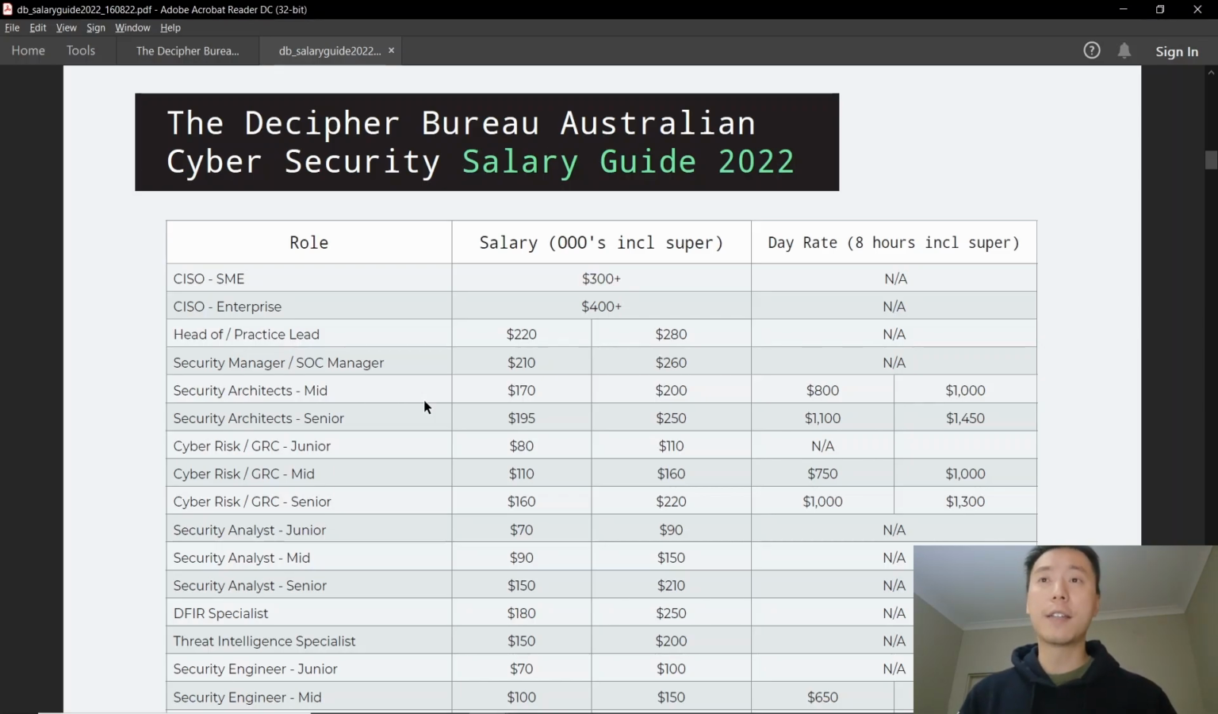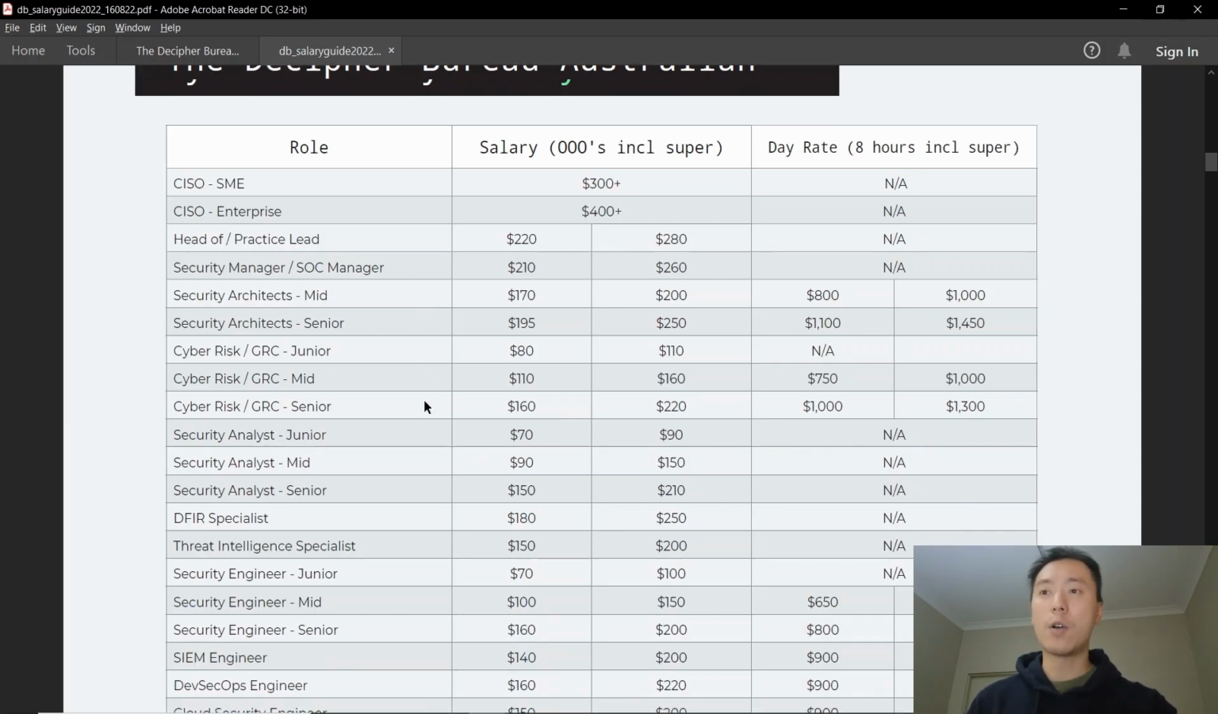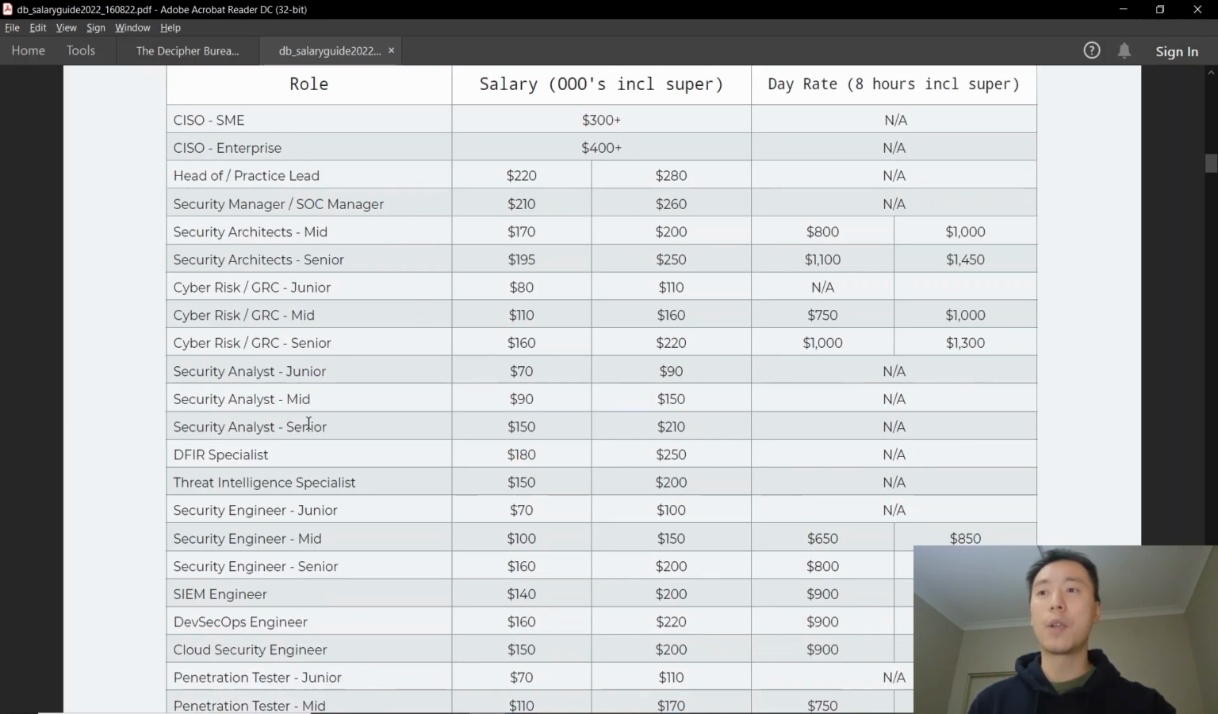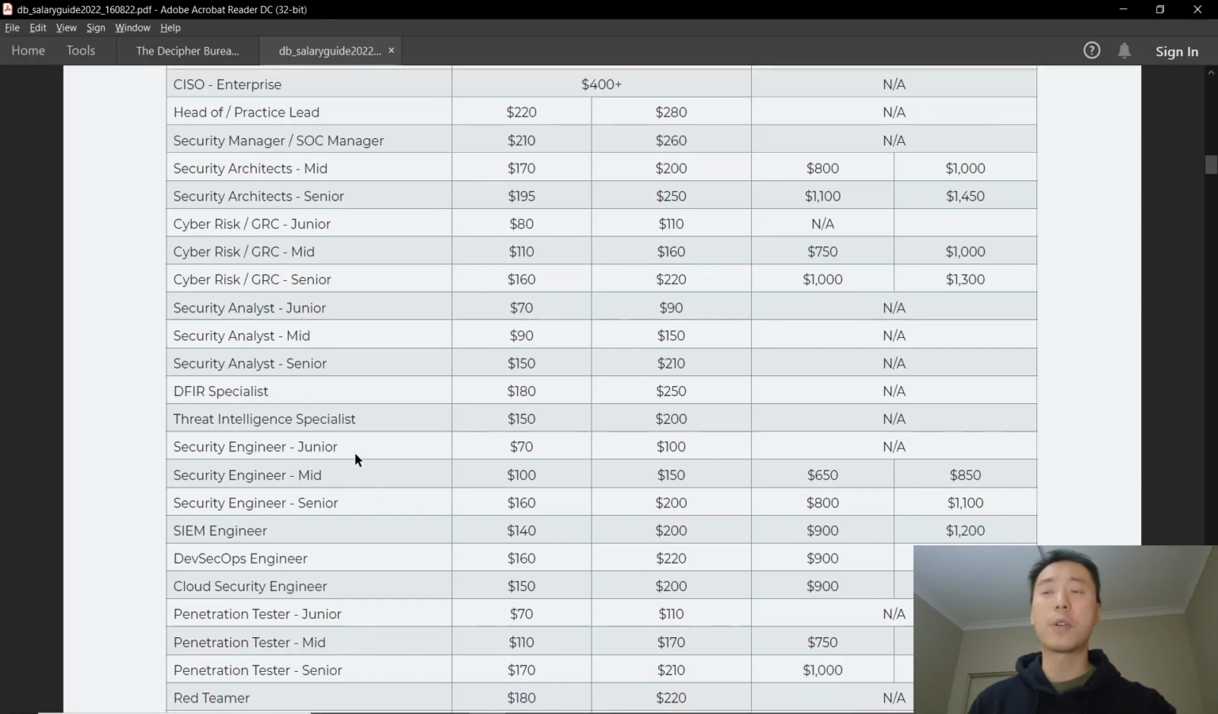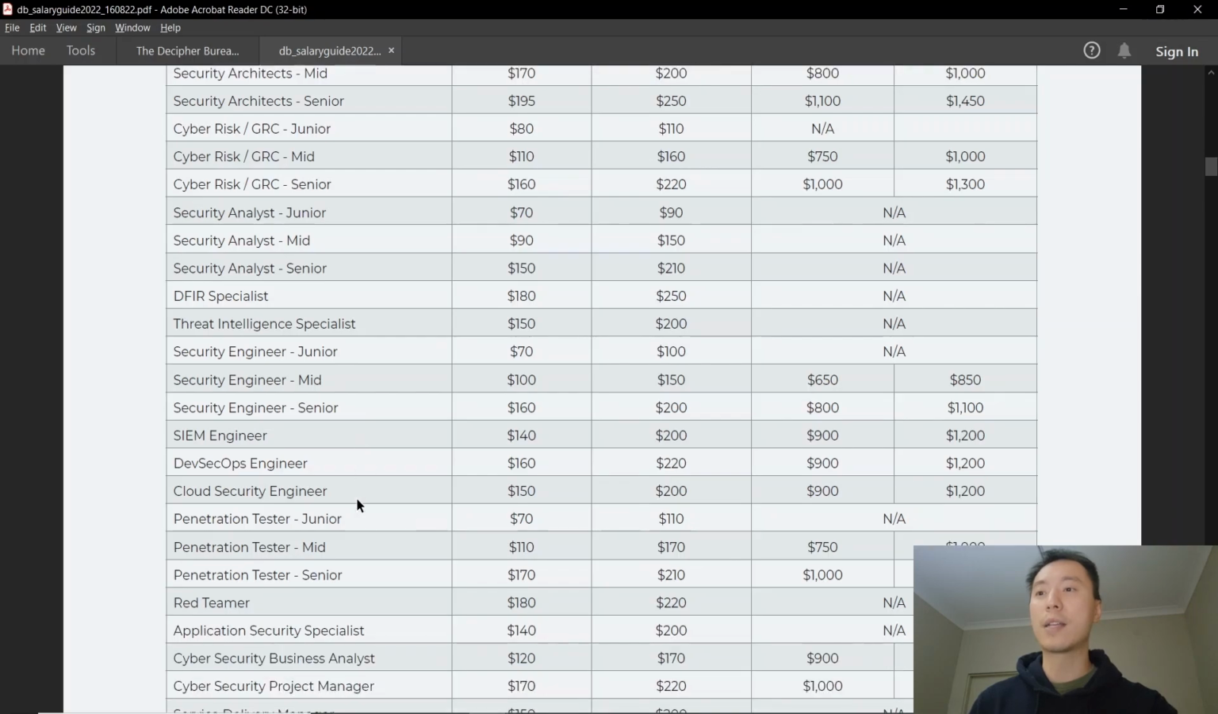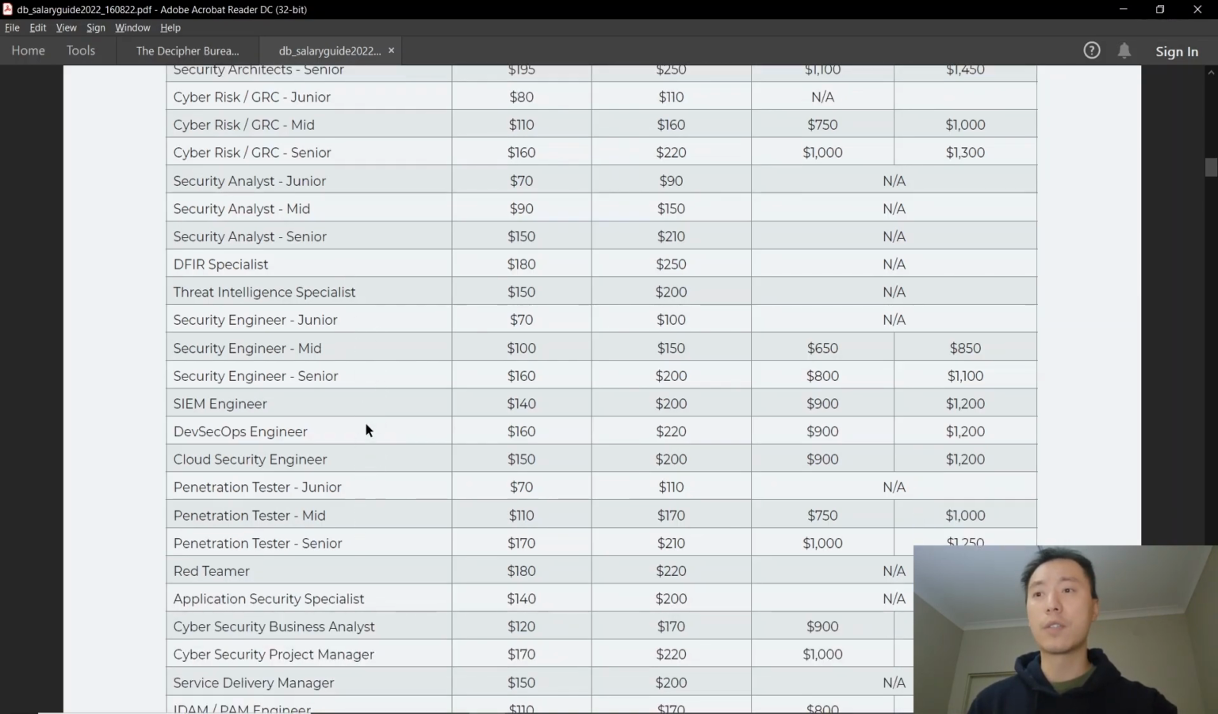Cybersecurity salaries have again increased across the board for 2022. This is the salary guide from Decipher Bureau, which just came out recently. Incidentally, this was the same salary guide I referenced last year when I applied for my current job as a penetration tester. So I think it gives a pretty accurate representation of what the market rates are at the moment. And I like how it breaks things down into the various roles in cybersecurity, and also includes these junior, mid, and senior breakdowns as well for these various roles.